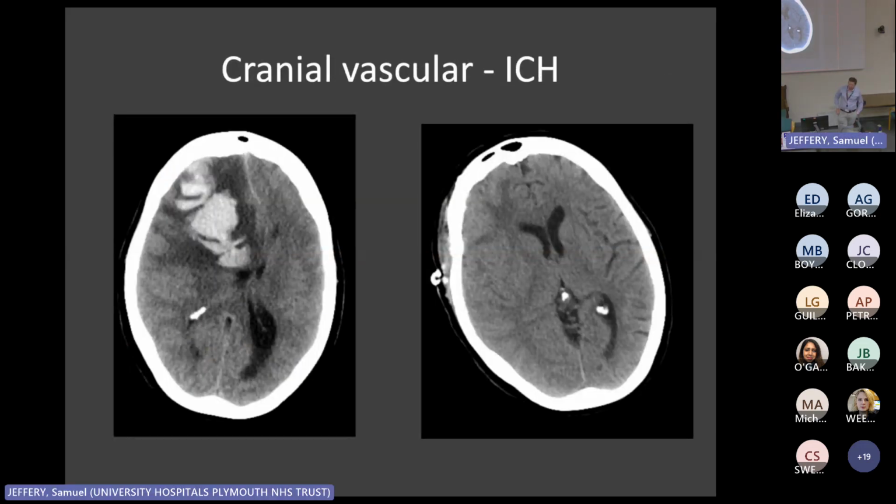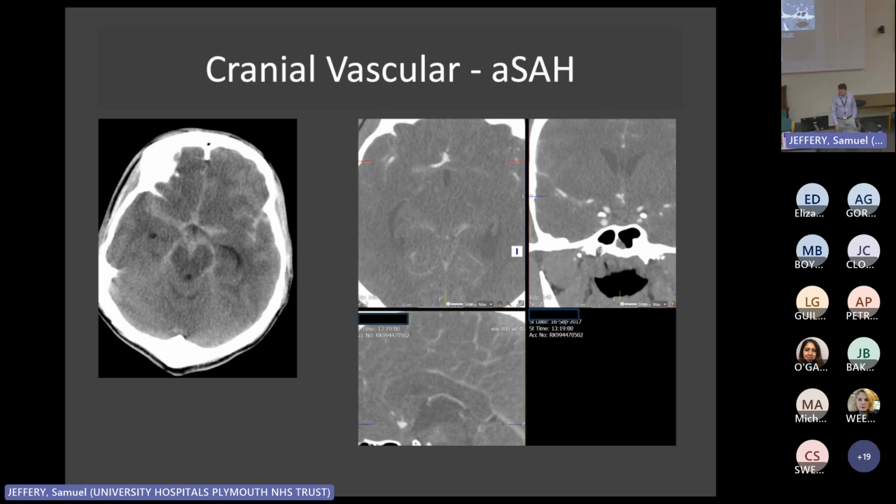Another area of controversy in terms of operative management is intracerebral hematomas, which form a lot of the referrals that we get. In fact, the most common type of referral we get in the emergency service is for intracranial hemorrhage, but very few of them we actually operate on. This is just an example of one that was operated on, and you can see quite a good post-op looking scan.